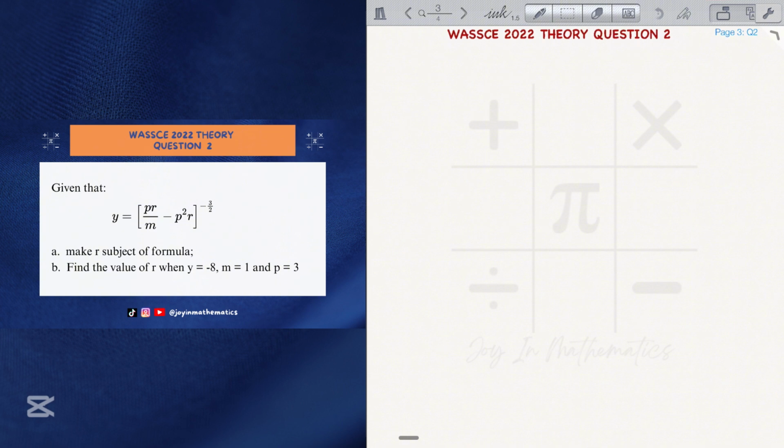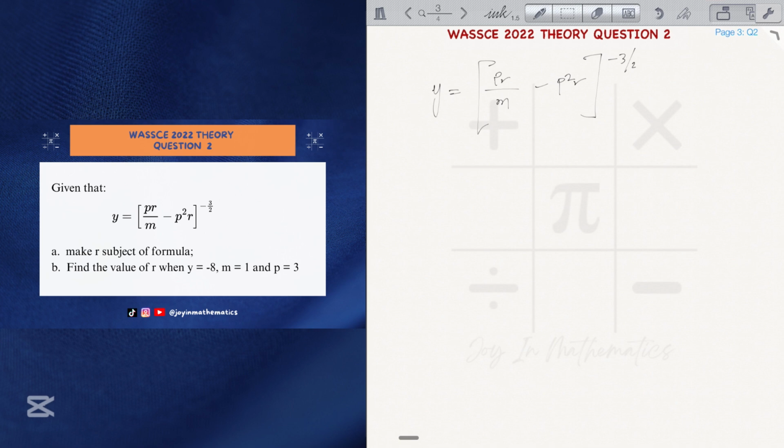Now, we have solved WAEC 2022 theory question 1. Let's proceed further to question 2. In the question, we are given that y is equal to (PR divided by m minus p squared r), everything raised to the power of minus 3 over 2. And part a says we should make r the subject of the formula. So let's focus on that first before we move to b.